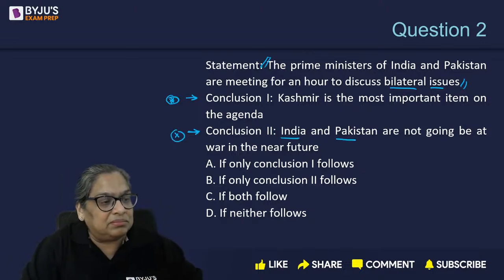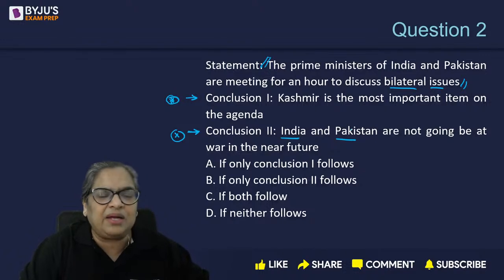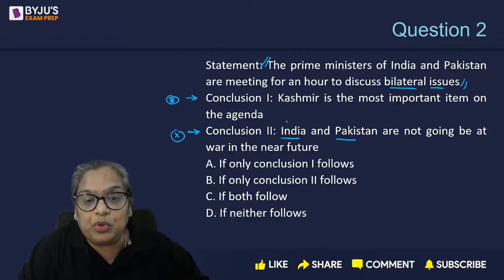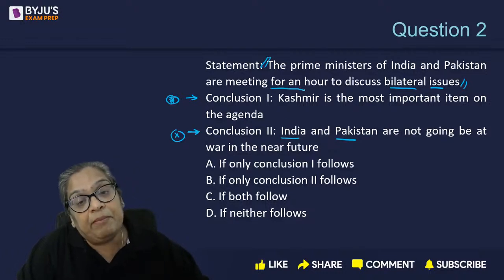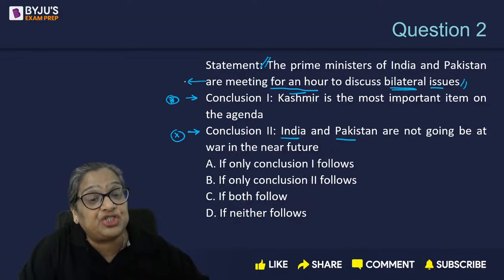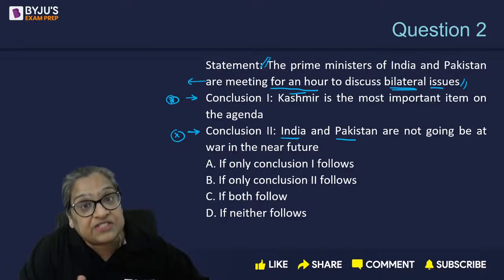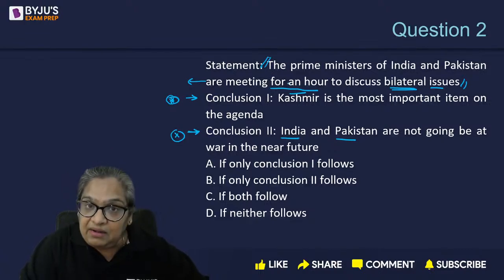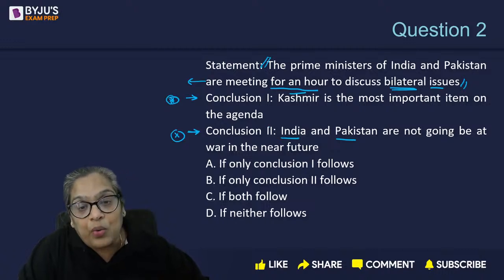a problem. Afifa, how can you say पक्का कि war नहीं होगा? 100% आप बोल सकते हैं क्या, based on what? They may talk for an hour to discuss a bilateral issue. That bilateral issue may be something contentious. We don't know if the talks are successful or not. They are meeting for an hour. But whether the meeting went off well, whether they came out smiling, we don't know. So how can you say they are not going to be at war?